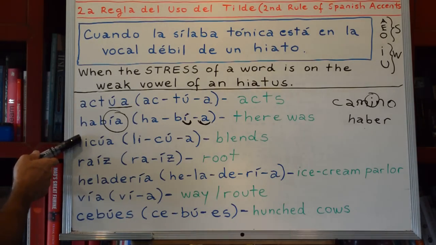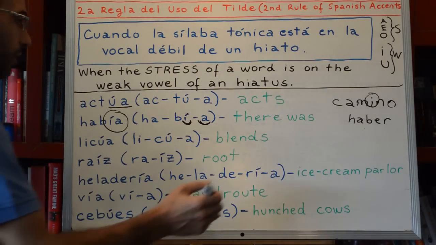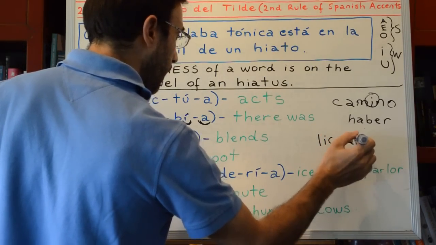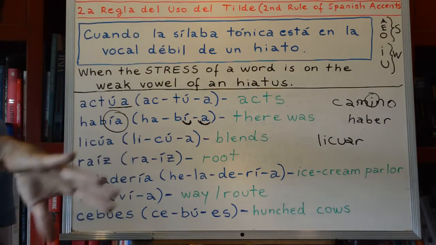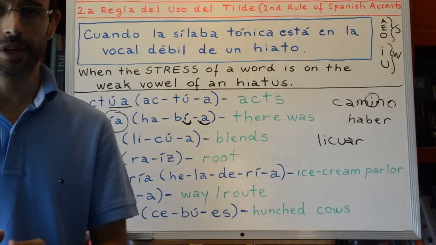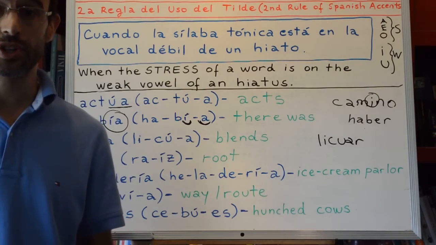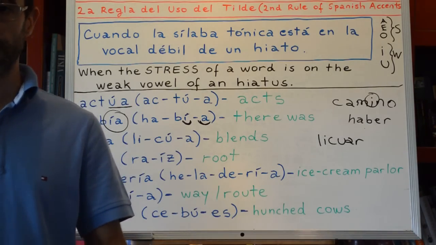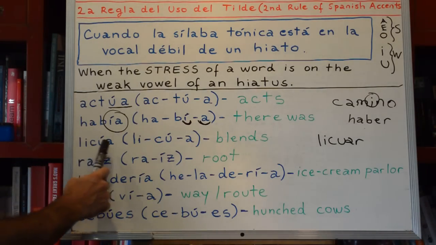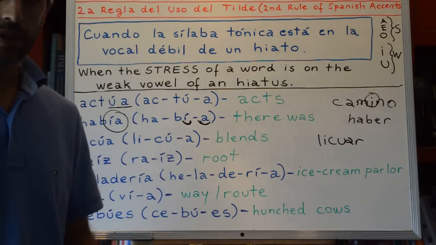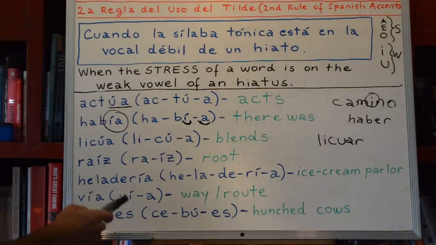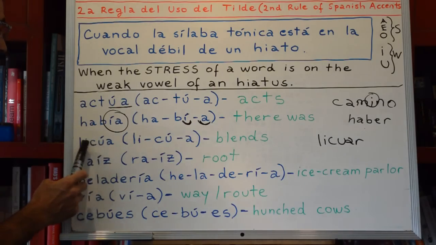Again, next example, licua. Licua comes from the word licuar. Licuar means to blend or to mix, right? For example, the Spanish word for blender, where we prepare a shake, a banana shake, a milkshake, is licuadora, blender. And licua is a conjugation of the verb licuar, means to blend. Actually, sorry, means blends. Licua.